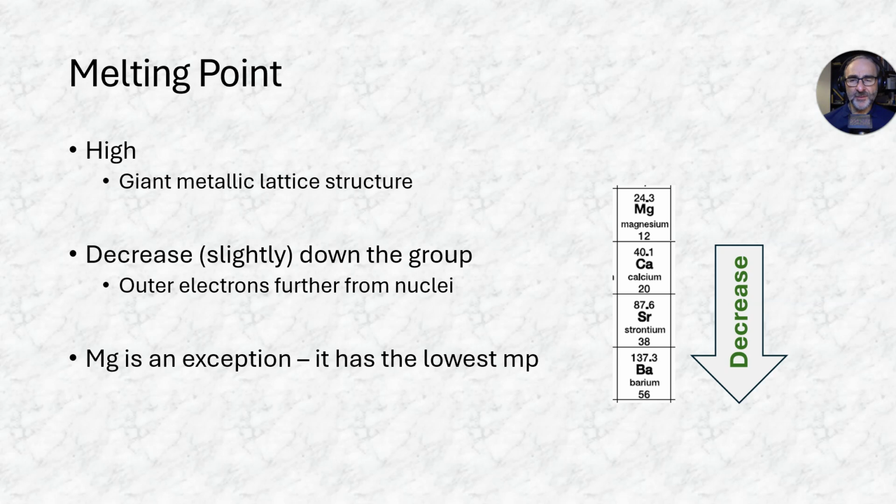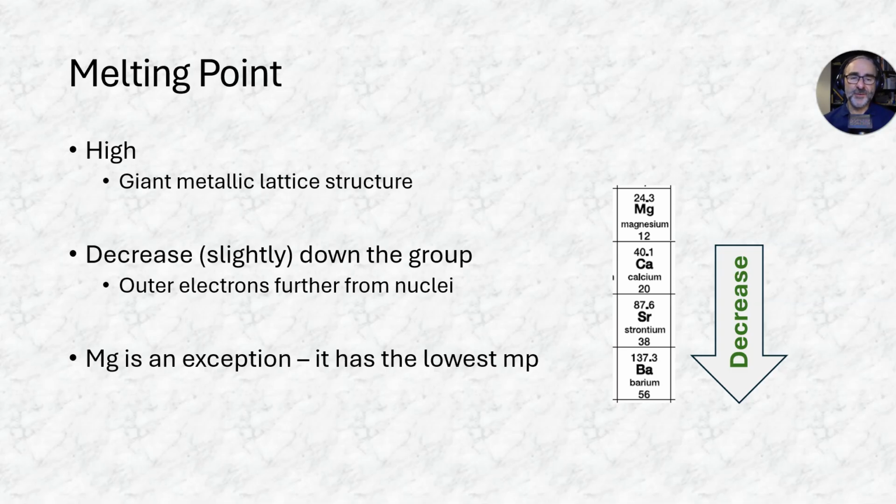Melting points. Well, these are all metals, so as you would expect, their melting points are relatively high. They have that giant metallic lattice structure. It takes a lot of energy to overcome that, to break down the attractions that are there holding that structure together. The melting points do decrease down the group slightly, and that is because the outer shell electrons in that sea of electrons are further from those nuclei that they're attracted to. So there is, as we go down the group, slightly lower attraction and therefore slightly less energy required to melt those metals.